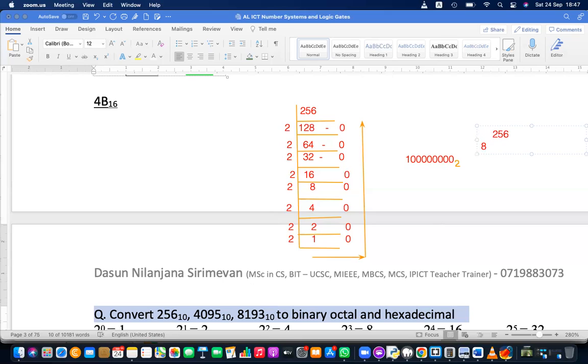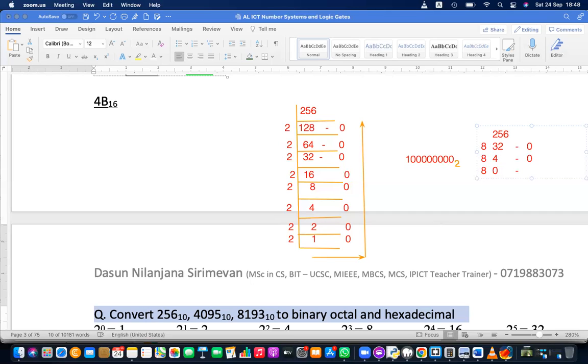For octal we divide by 8. 25 divided by 8, 8, 16, 24, so 3 is left over. Then 16 divided by 8 is 2, 32, and remainder 0. Again divide by 8, and this time 32 by 8 is 4. Remainder 0. Divide by 8 again.